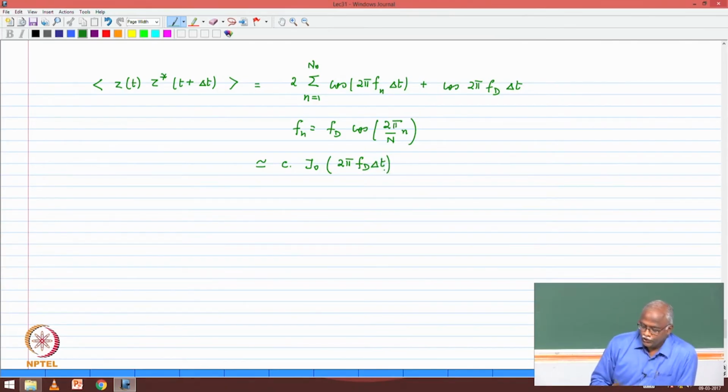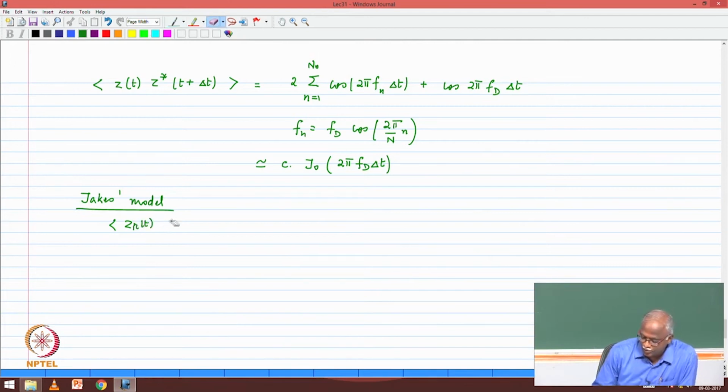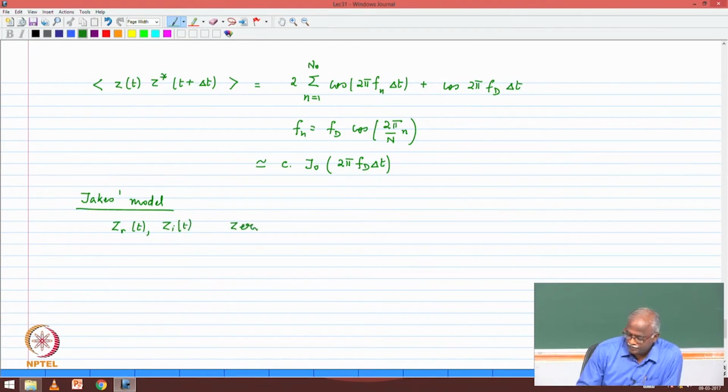So the Jakes model does the following for us. It establishes that the time averages of ZR of t and Zi of t are zero mean. They also have the variance equal to 1/2.